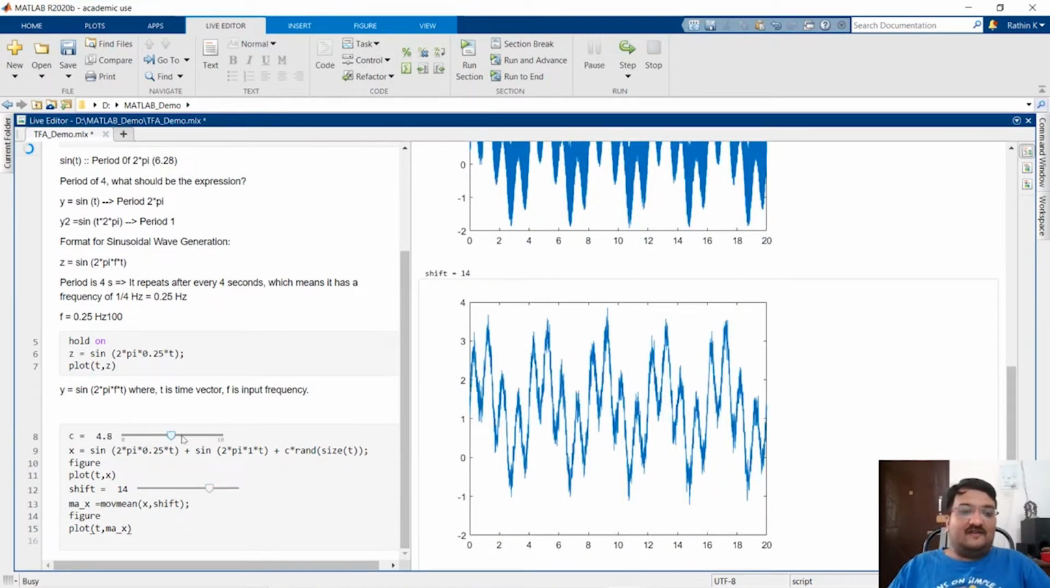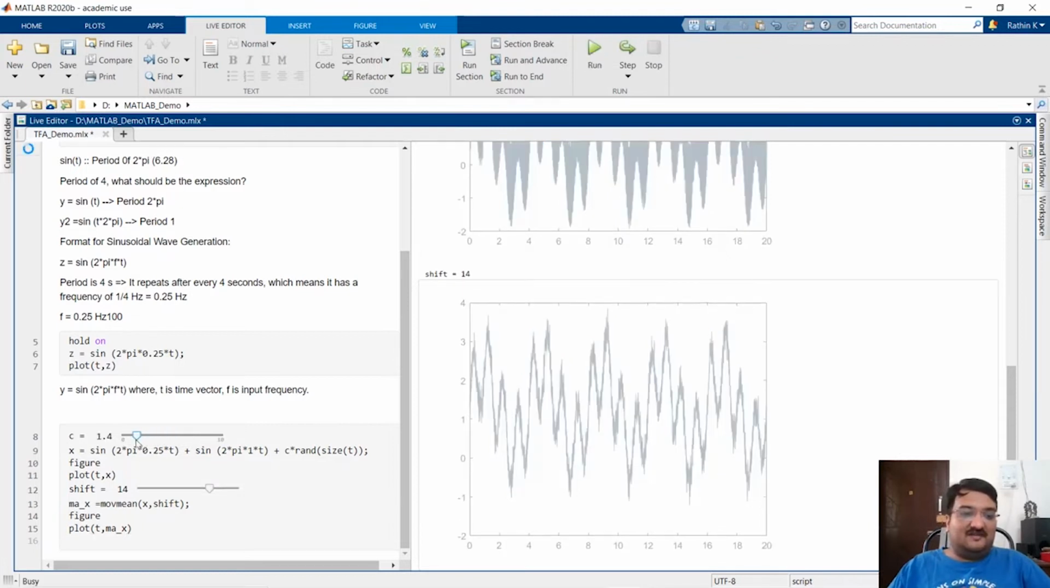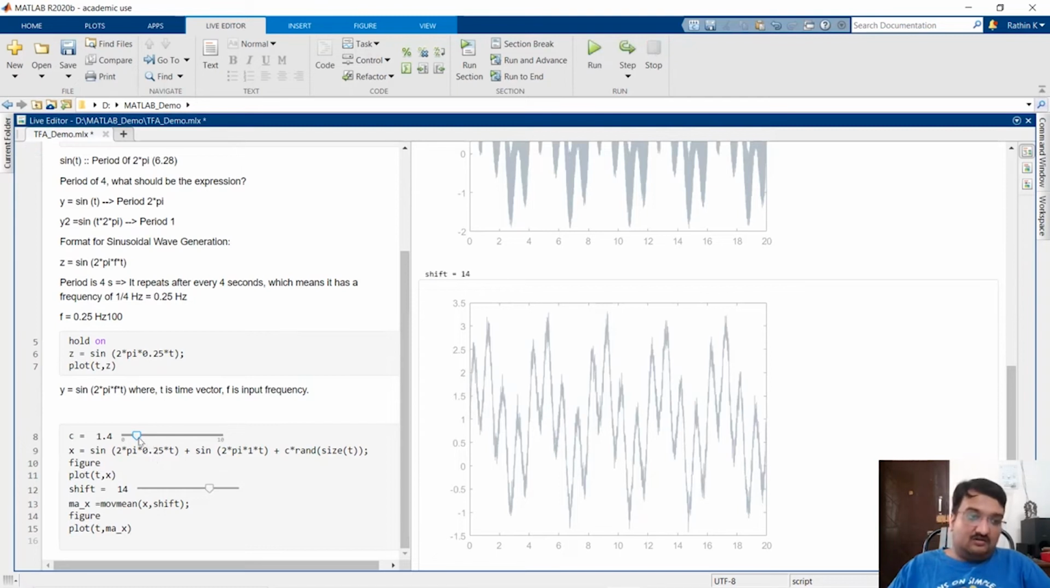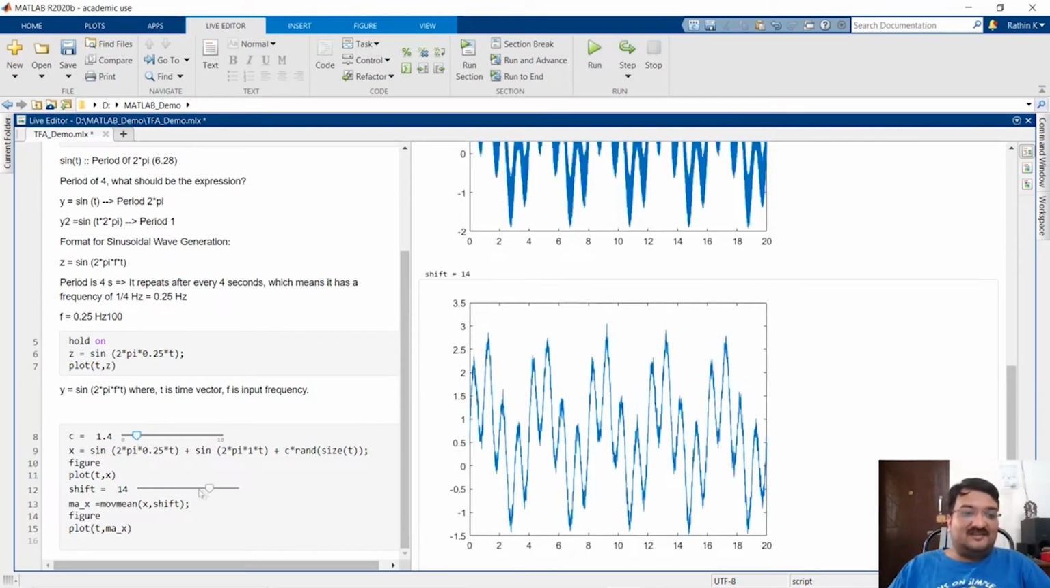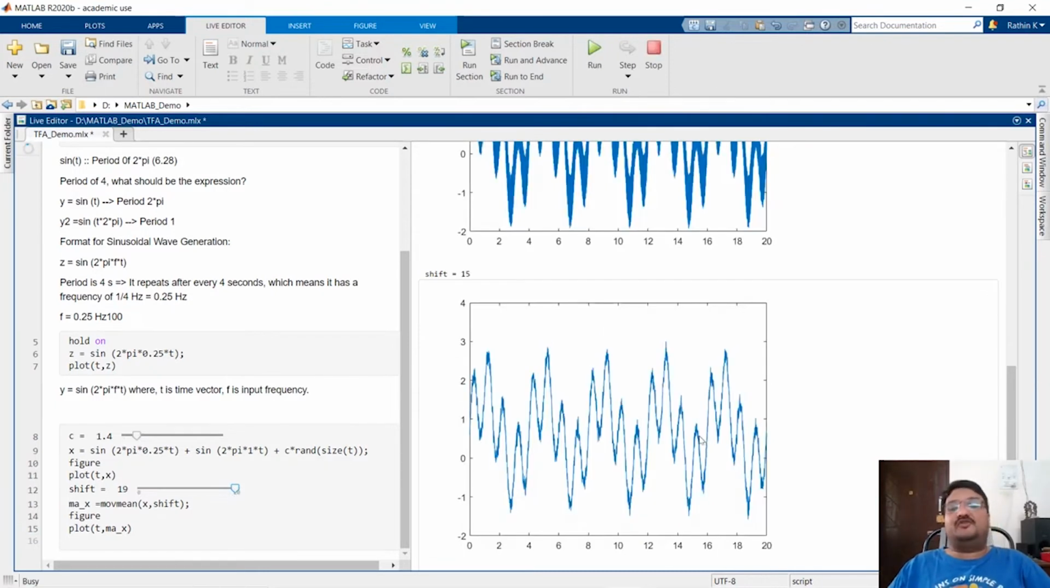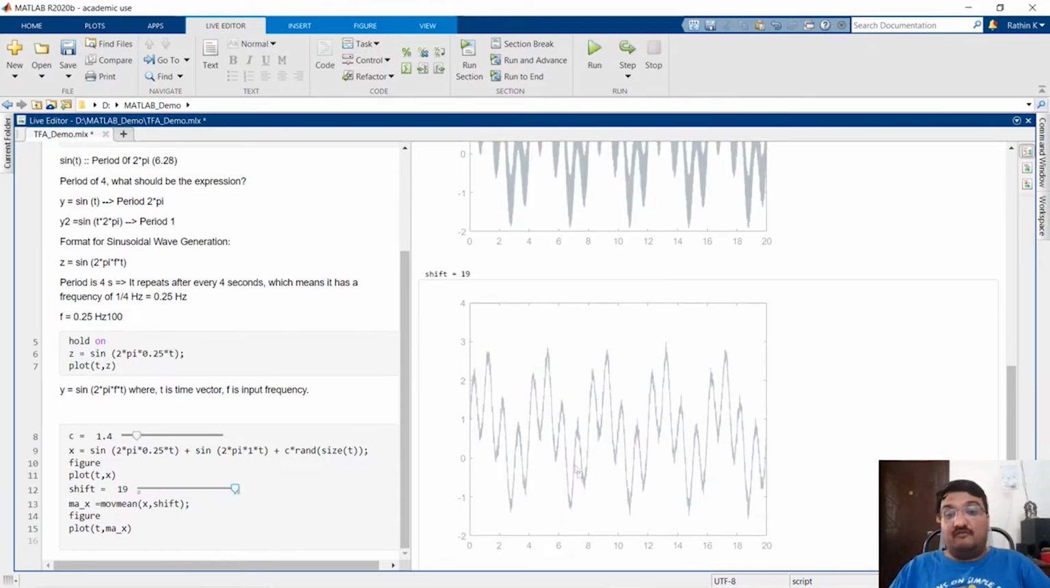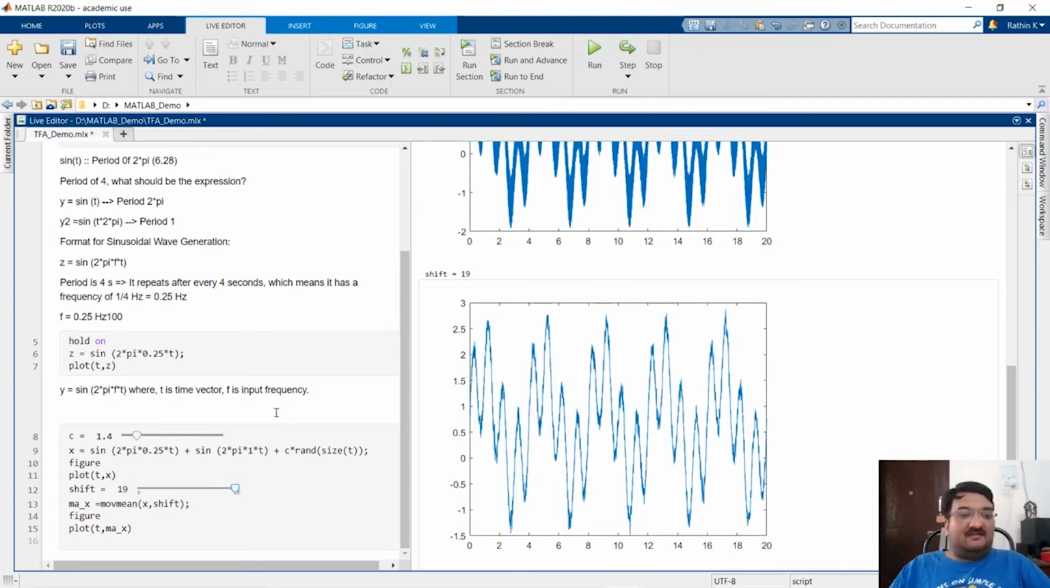So by just modifying these parameters, I believe you will get an idea. By reducing the scalar on the noise and increasing the shift, you are getting closer and closer to your original waveform. So I believe now this is clear.